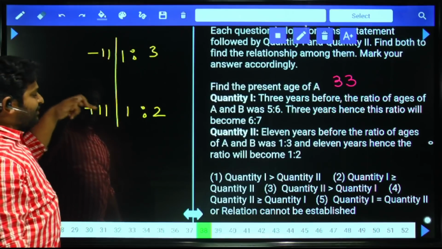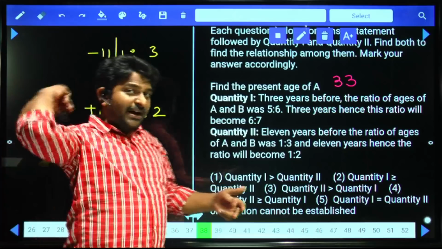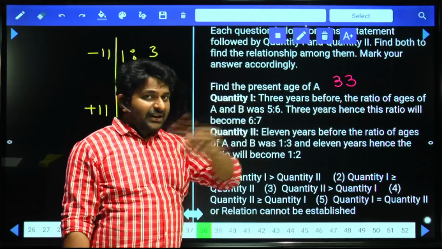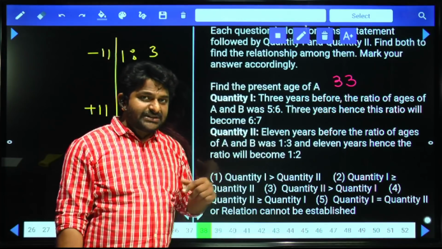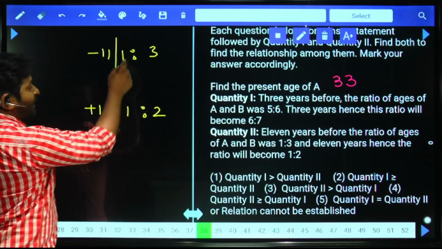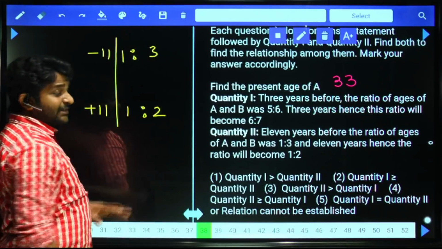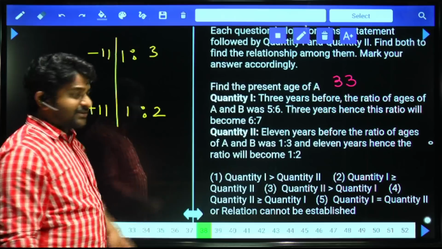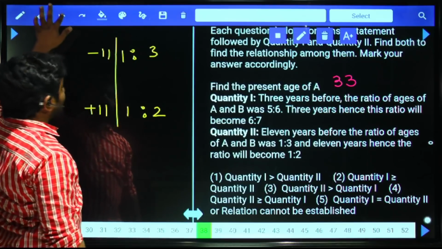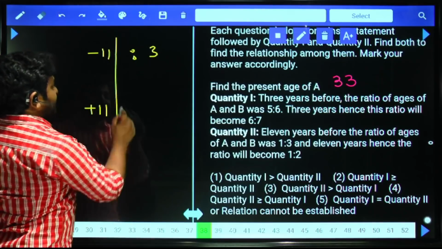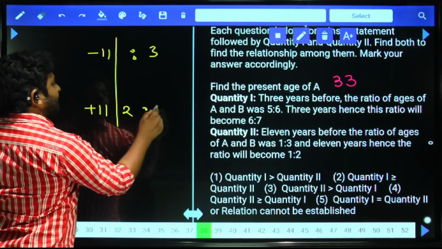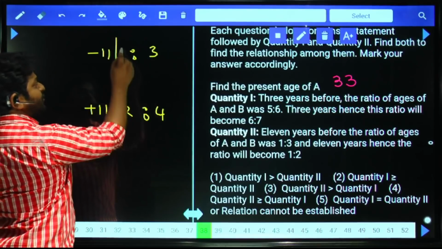From 11 years back to after 11 years, there must be 22 years difference. But for number of parts, for first person and second person, the difference in number of parts is not the same. Hence, let's change 1:2 as 2:4. 2:4 or 1:2 is the same.